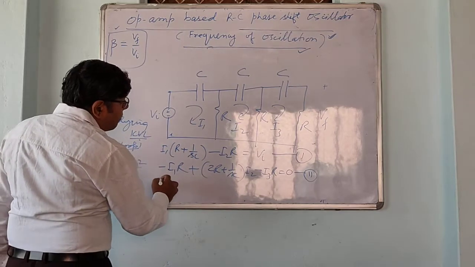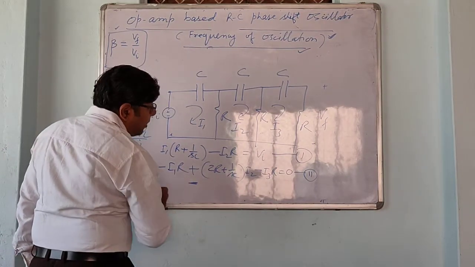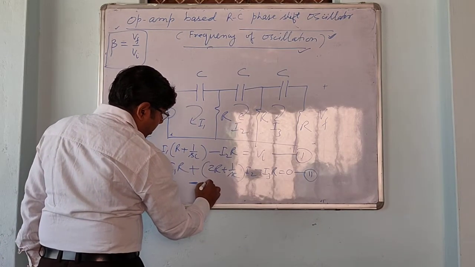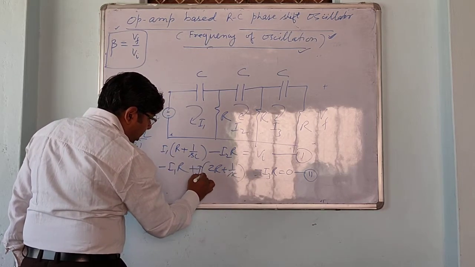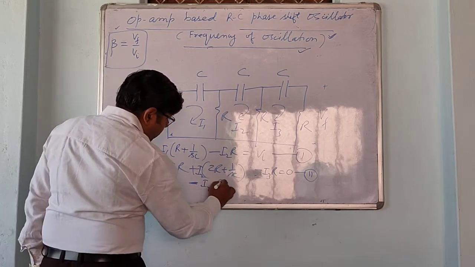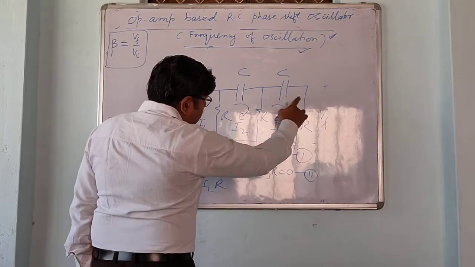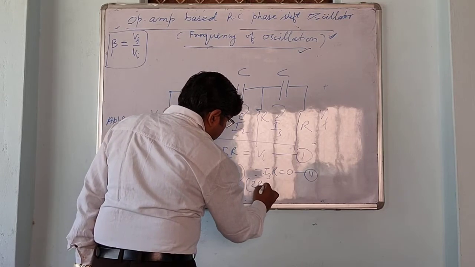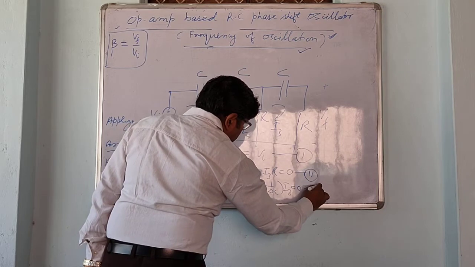And third one, this is 0, only common element is between 2 and 3, therefore we are writing here, you can write I2 first for similarity. This is minus I2 into R, and for third, total impedance in the third, that is 2R plus 1 upon SC into I3 equals 0. This is the third.